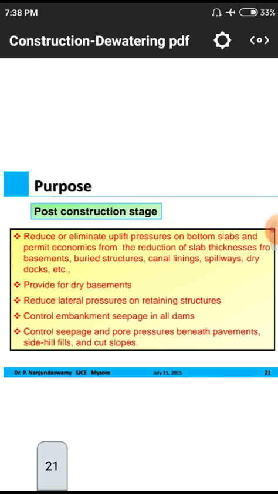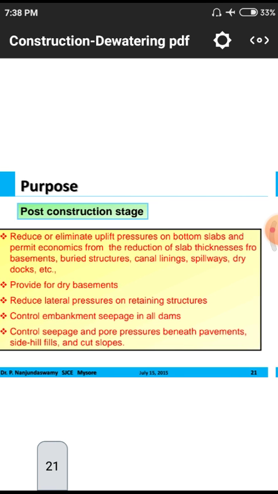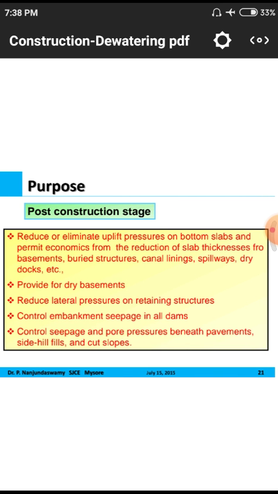Next one, what are the post construction stages? All we have seen are the pre construction stages before. Here we have these post construction stages. What are those? First one, reduce or eliminate uplift pressures on bottom slab and permit economics from the reduction of slab thickness, from basements to buried structures, canal linings, spillways, dried docks, etc. Here we have reduce or eliminate uplift pressures.